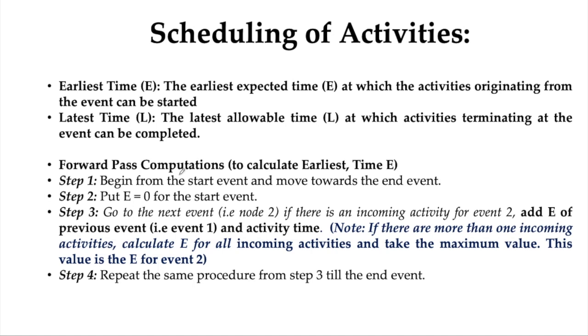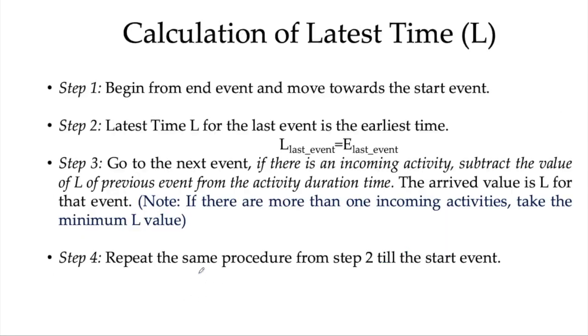In the forward pass computation, we begin from the start event and move toward the end event. E0 for the first event, E equals 0. Go to the next event. If there is an incoming activity for event 2, add E of the previous event and the activity time. If there is more than one incoming activity, calculate E for all incoming activities, take the maximum value, and repeat the process. Whereas for the latest time L, we move from the back end towards the start event.